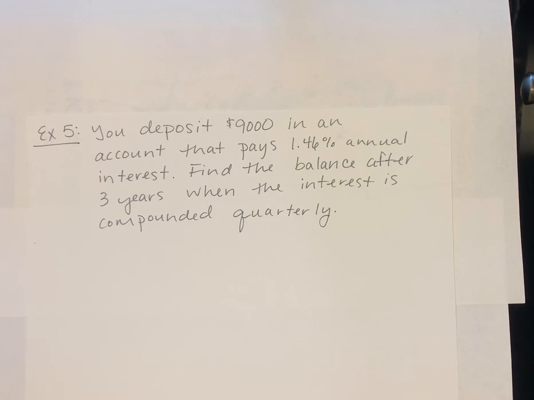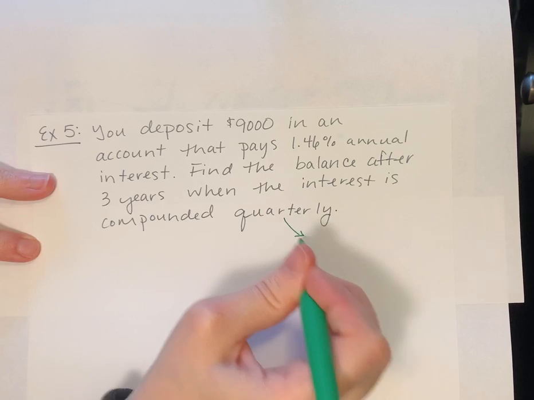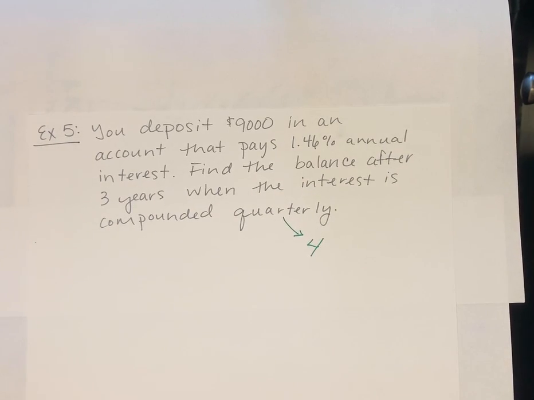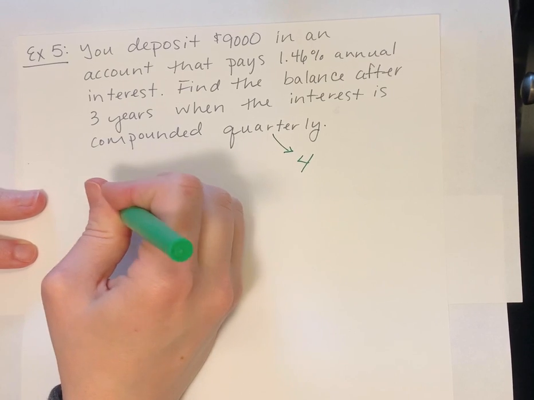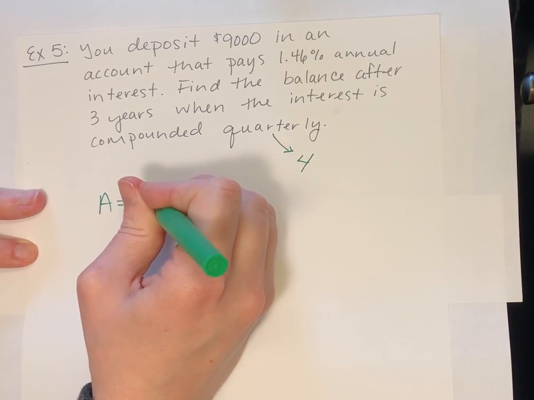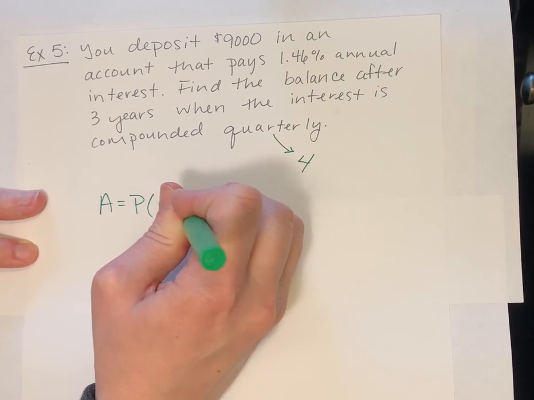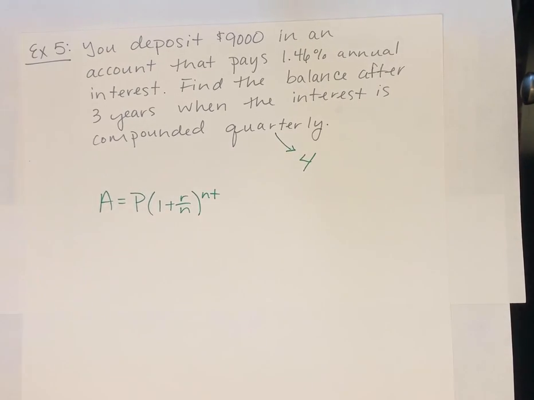Example 5. You deposit $9,000 in an account that pays 1.46% annual interest. Find the balance after 3 years when the interest is compounded quarterly. So first of all, we have to think about what that means. If something's compounded quarterly, that means it's 4 times a year. So quarterly means 4. And we're going to start with our equation. A equals P times 1 plus R over N to the NT. And we know we're going to use this equation because it's talking about interest.